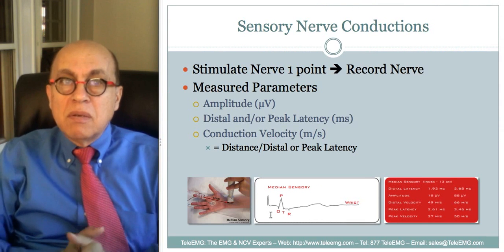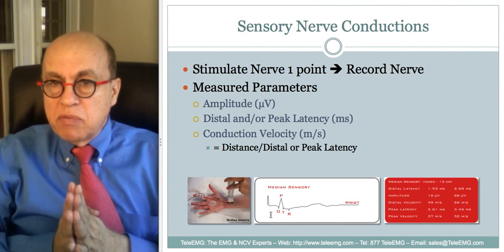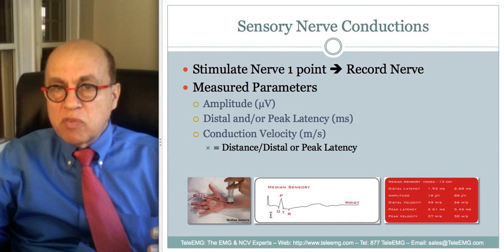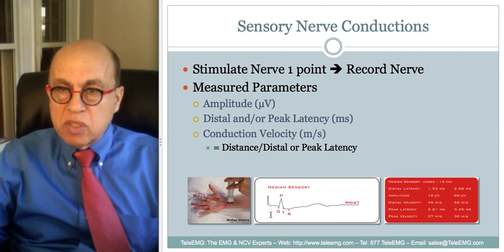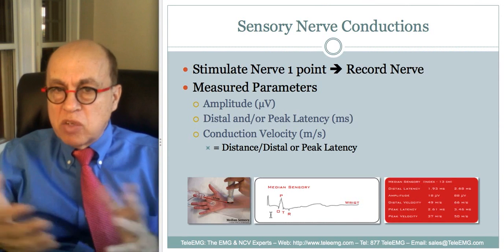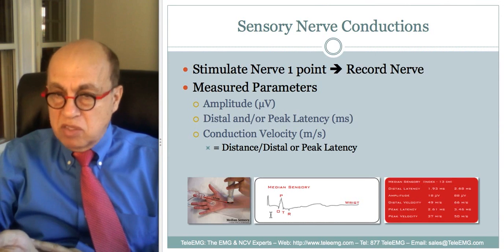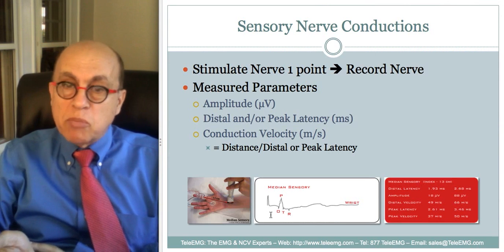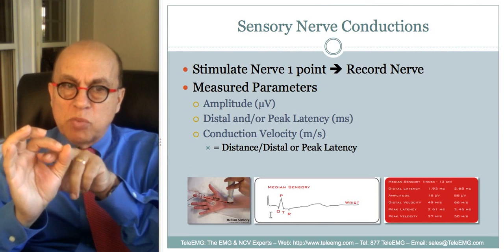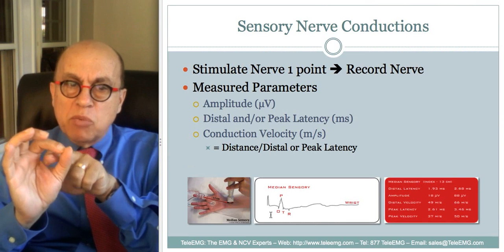Now, I did say a few minutes ago that we do two types of study. One, sensory nerve conductions, and the other is motor nerve conductions. What does that mean? That means when you stimulate a nerve, generally speaking, most nerves have sensory nerves inside of them and motor nerves. So the nerve is sort of a little circular tube that has sensory and motor fibers inside.